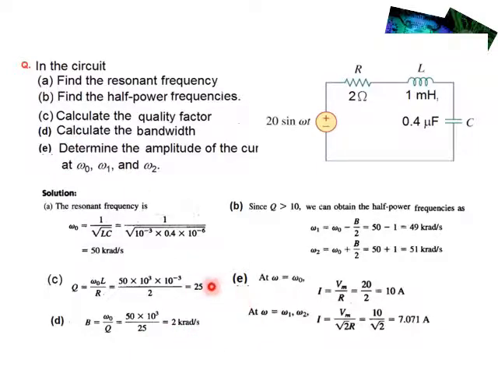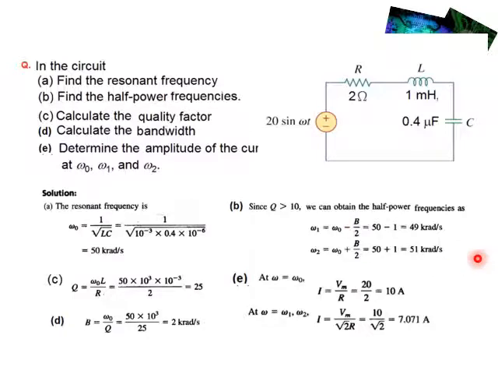To calculate the value of current at omega naught, omega 1, and omega 2, you can use this equation: I equals V over R for omega naught, and Vm over root 2 R for the current at omega 1 and omega 2. So the answer is the same, using method 1 or method 2 for this one.